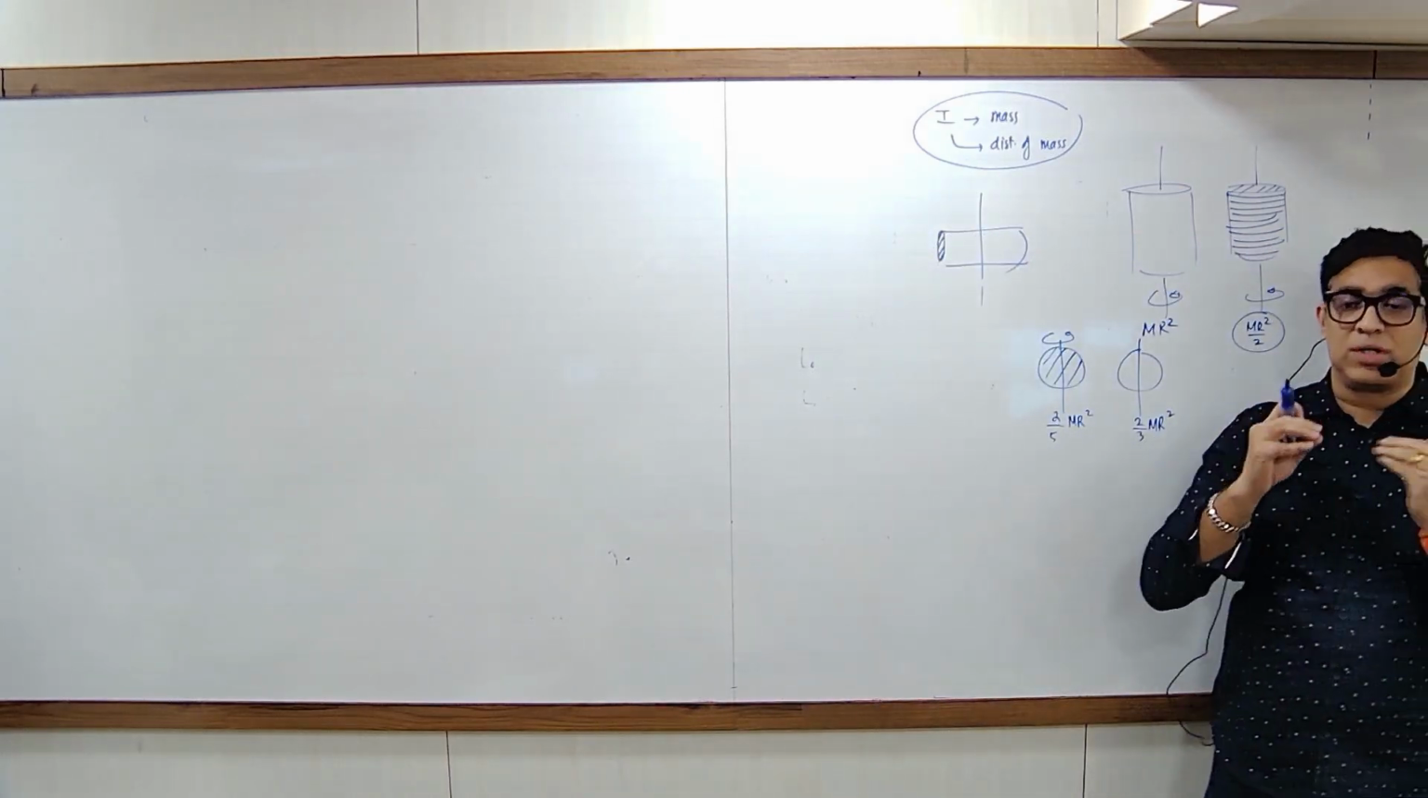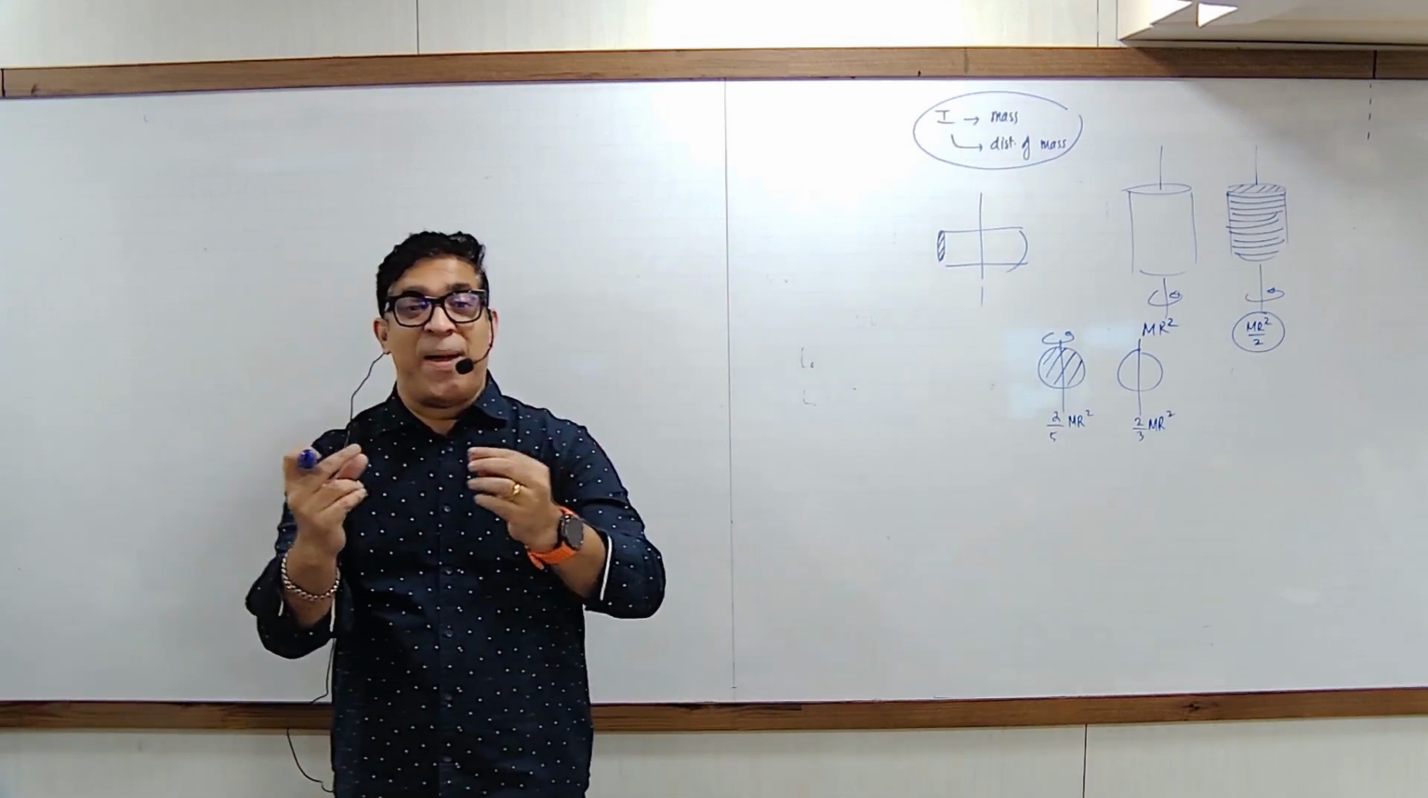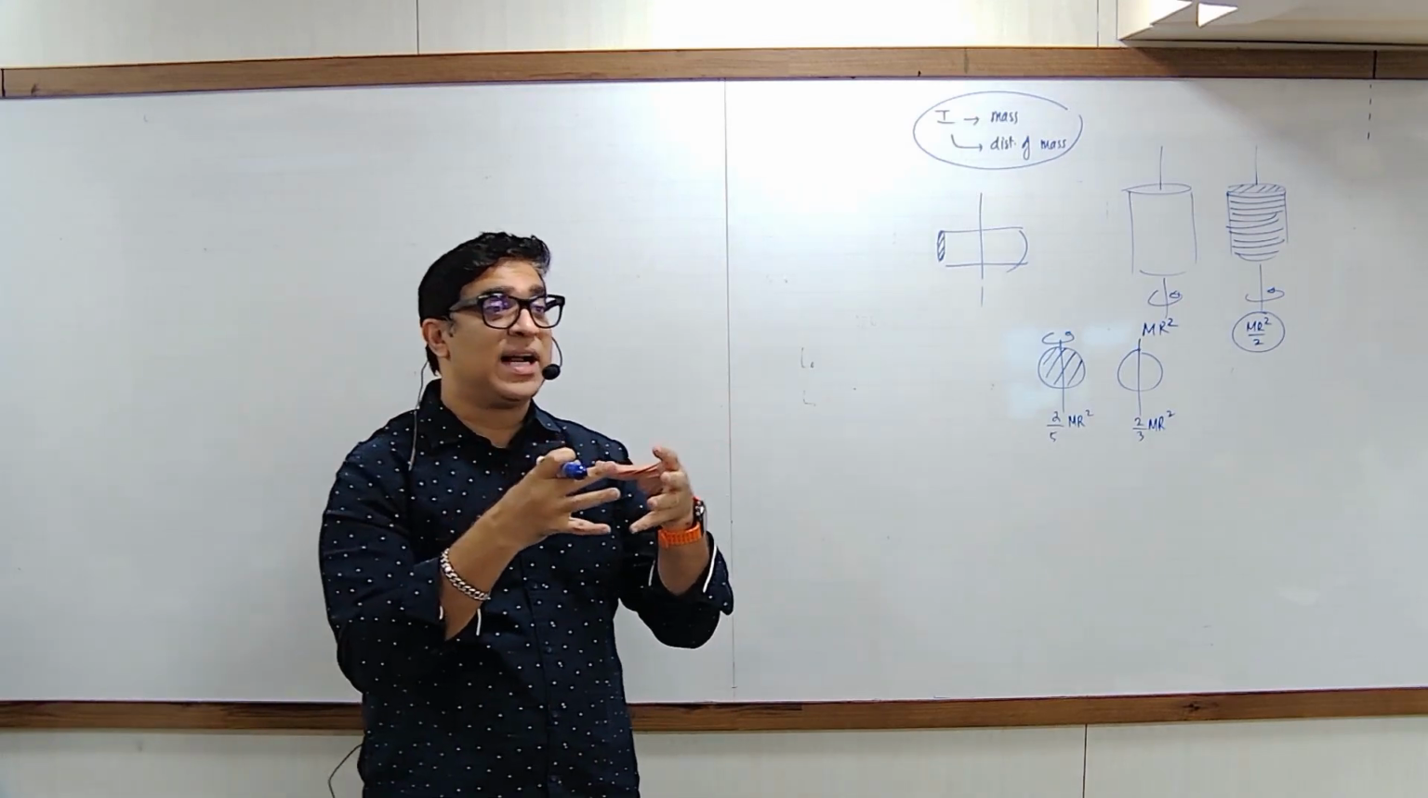So why is a ring more than a disk? In a ring, where are the particles? Come on, on the perimeter, the circumference. And in the disk, they are there inside also here, right?